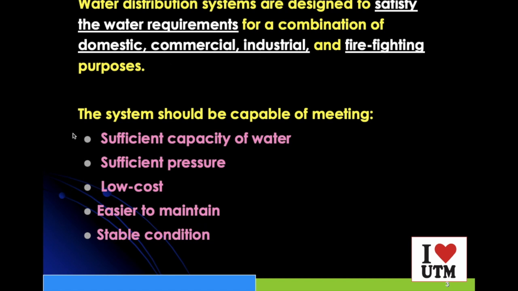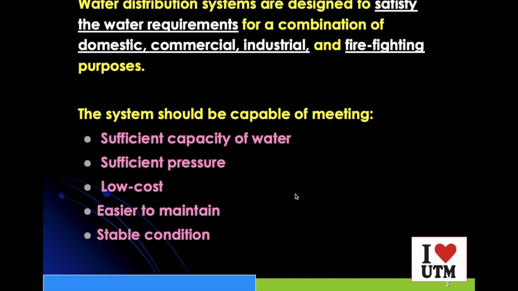So, what kind of system would we like to have? We want a system that can give sufficient capacity of water and sufficient pressure, and it's good to have a low cost system, because if you have a low cost system of distributing water, then the cost of water will be very cheap. It has to be easy to maintain, and it must have stable conditions. Okay, that's a good criteria for a distribution system.